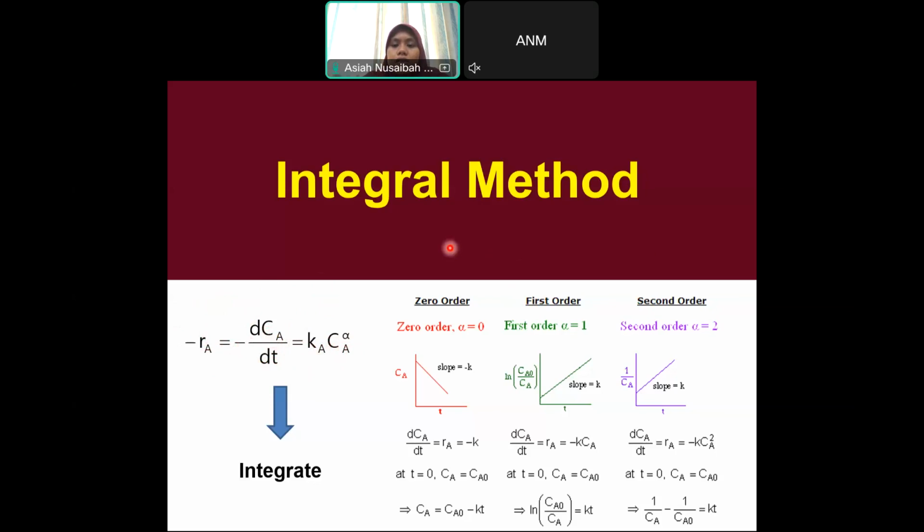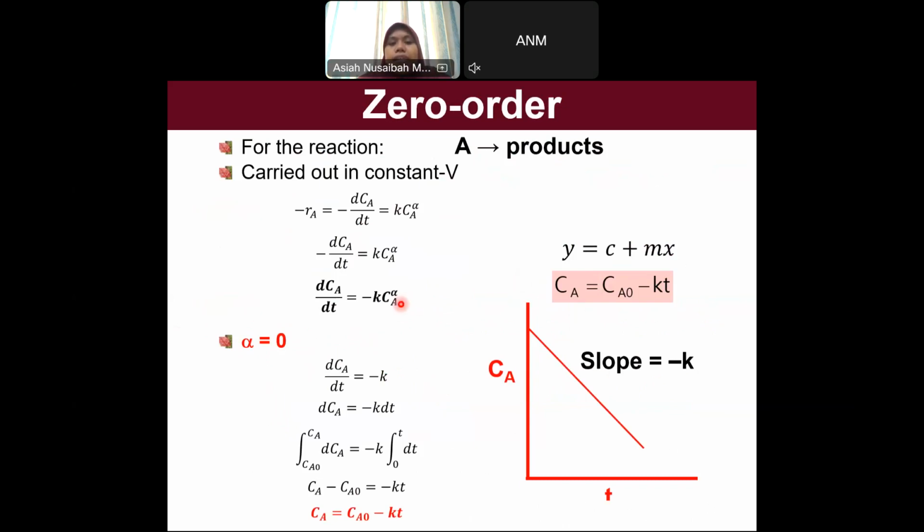In this topic, what we will do is guess and check whether the reaction follows zero order, first order, or second order. That means we will assign alpha as 0 for zero order, alpha equals 1 for first order, and alpha equals 2 for second order. So how do we integrate?